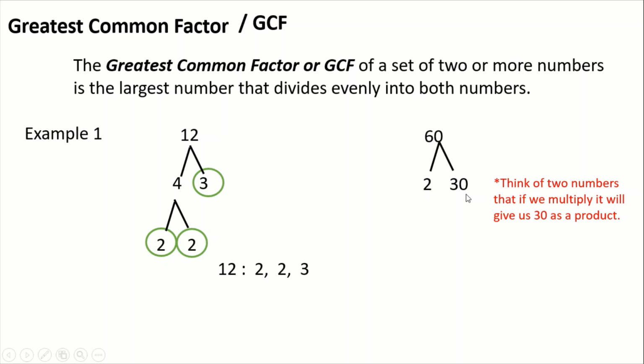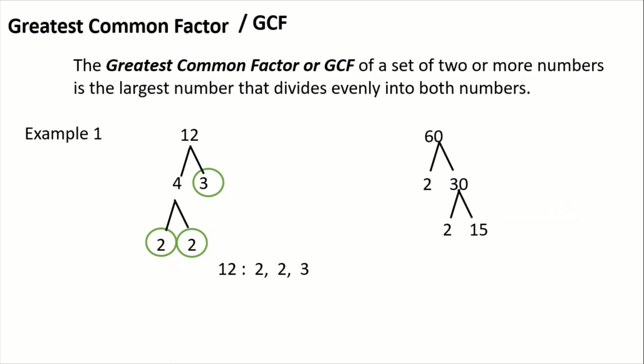So, mag-isip tayo ng dalawang number, pag-i-multiply natin siya, 30 yung kanyang sagot. So, we can have 2 times 15. So, si 2 here, naka-prime na. Pero si 15, composite number pa. So, again, mag-isip ulit tayo ng factors ni 15. So, we can use 3 times 5. Right? So, kung napansin nyo, lahat ng mga ito ay prime numbers na. So, we have 2, 2, 3, and 5. So, yung factors ni 60 ay 2, 2, 3, and 5.